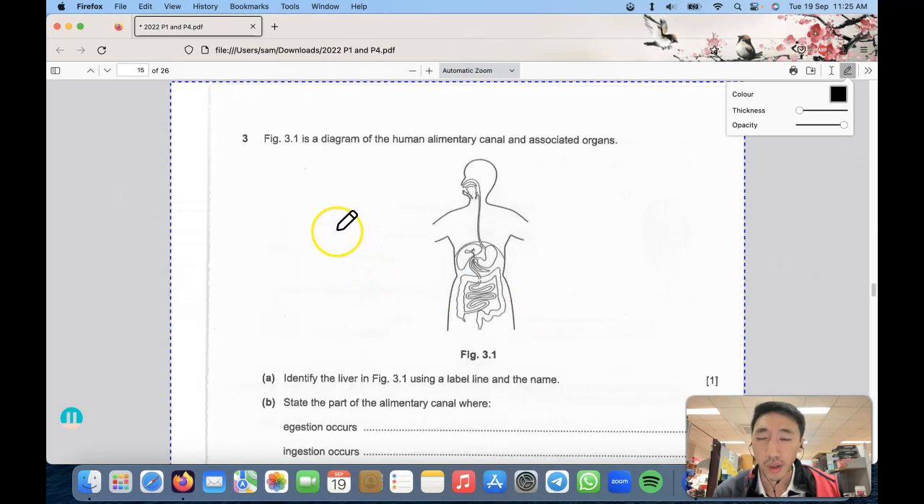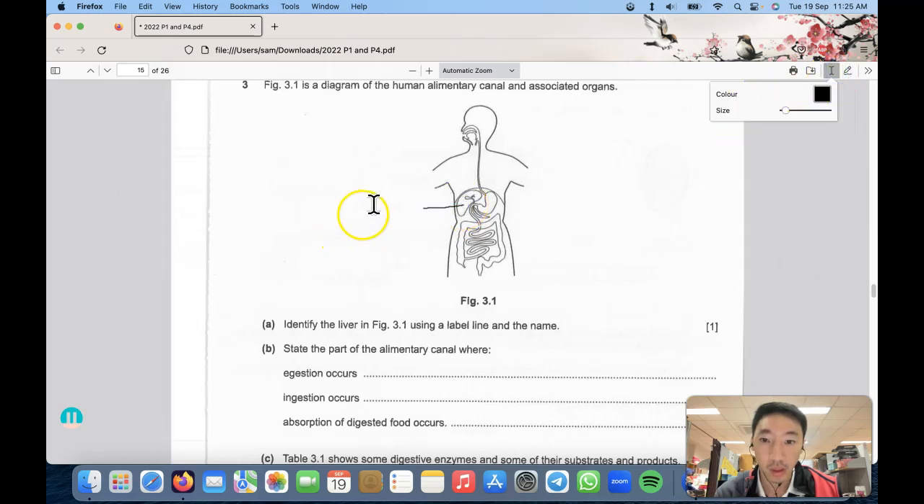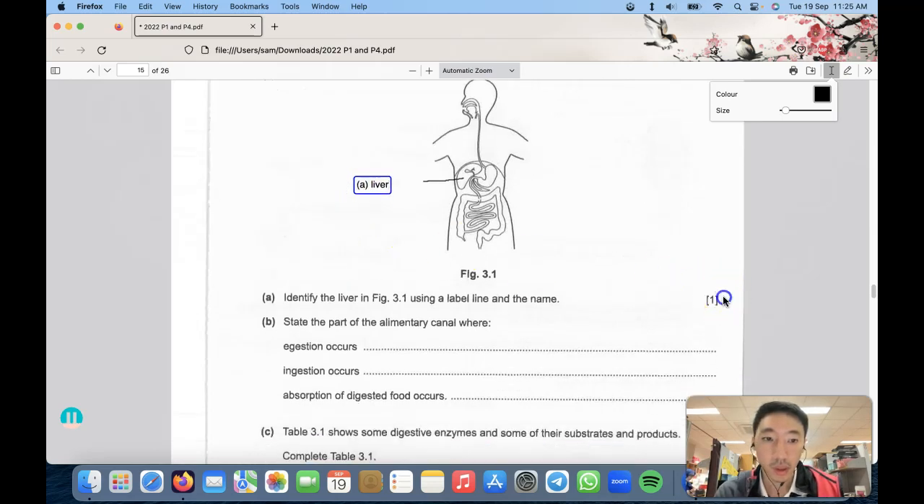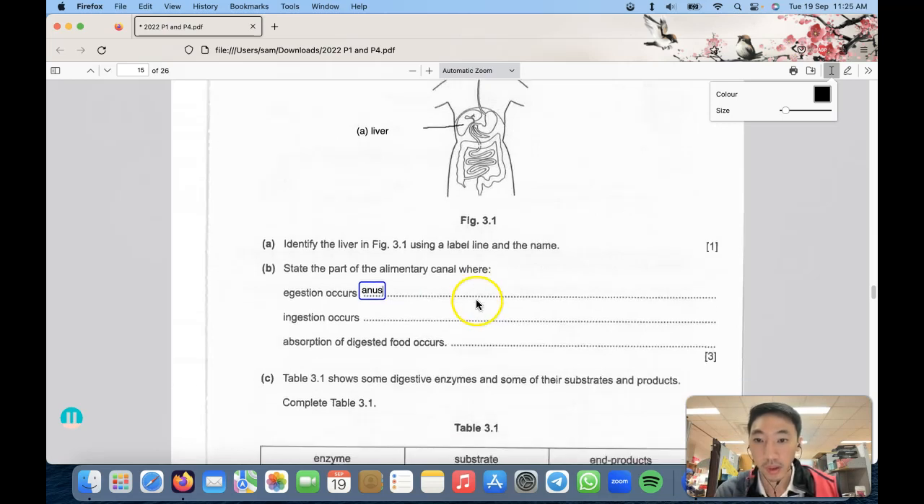Okay, question 3, figure 3.1 is a diagram of the human alimentary canal and associated organs. Identify the liver and use a label line and a name. Okay, so label line, liver. Now state where in the alimentary canal egestion occurs. Egestion means you poop, so this is in the anus. Then where do you ingest food? Ingestion means you eat, so that's in the mouth.